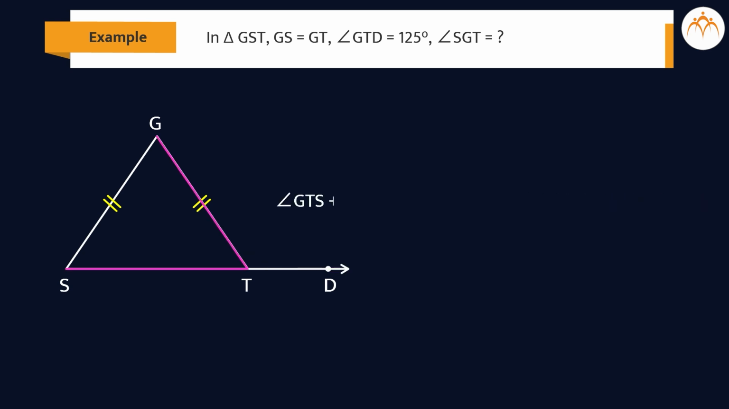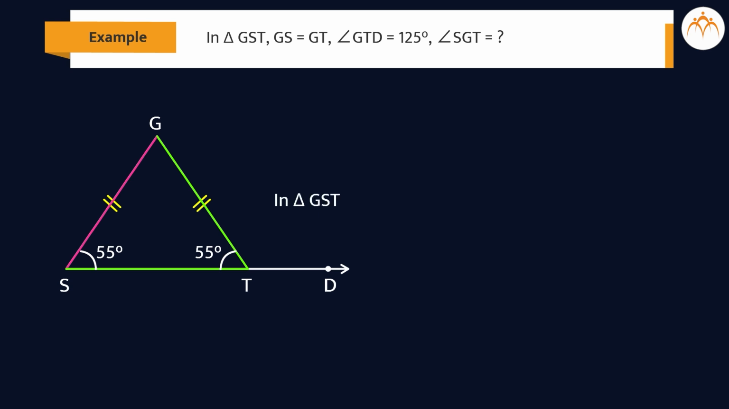Measure angle GTS plus measure angle GTD is equal to 180 degrees because angles in linear pair. Therefore, measure angle GTS plus 125 degrees is equal to 180 degrees. Therefore, measure angle GTS is equal to 180 minus 125 is equal to 55 degrees. Triangle GST is an isosceles triangle, given GS is equal to GT. Measure angle GST is equal to measure angle GTS by isosceles triangle theorem. Therefore, measure angle GST is equal to measure angle GTS is equal to 55 degrees.